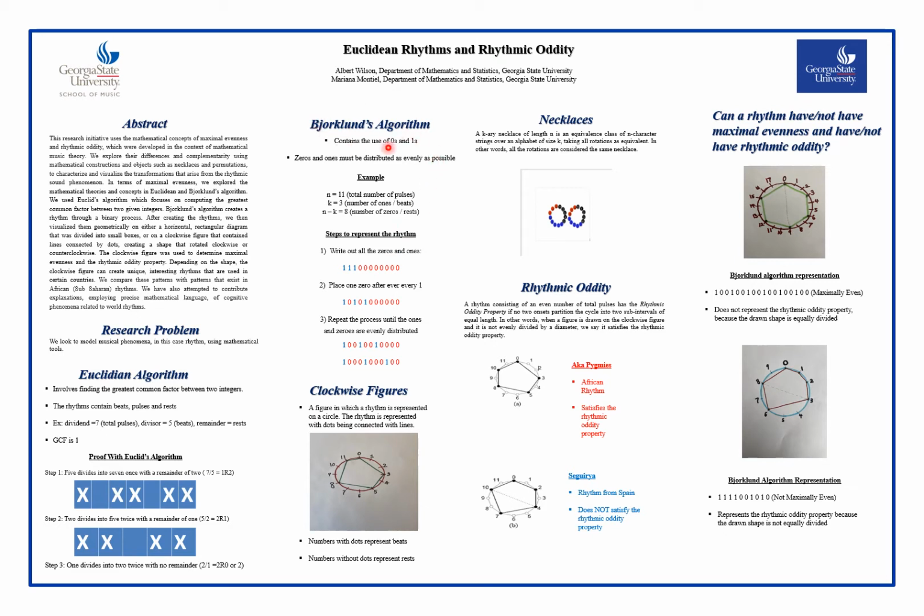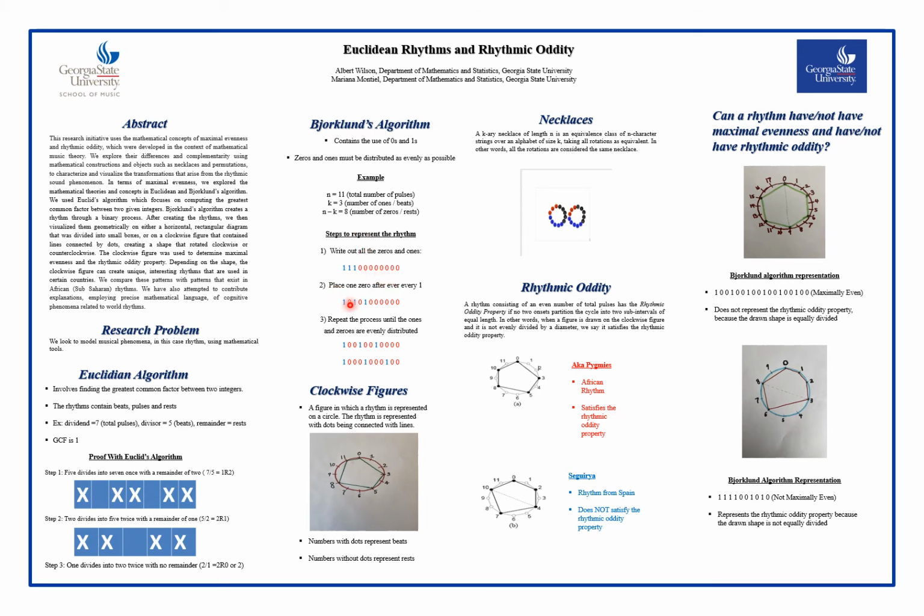Let's move on to Bjorklund's algorithm, which involves binary representation. Using the expression n minus k, we are given two integers in which n represents the total number of pulses, or the total number of zeros and ones, k represents the number of ones, or beats, and the number of zeros, which are rests, is the difference between n and k. We then line up all the ones and zeros separately.